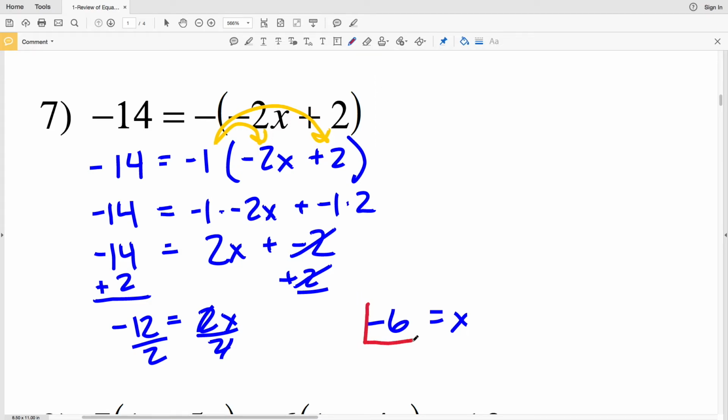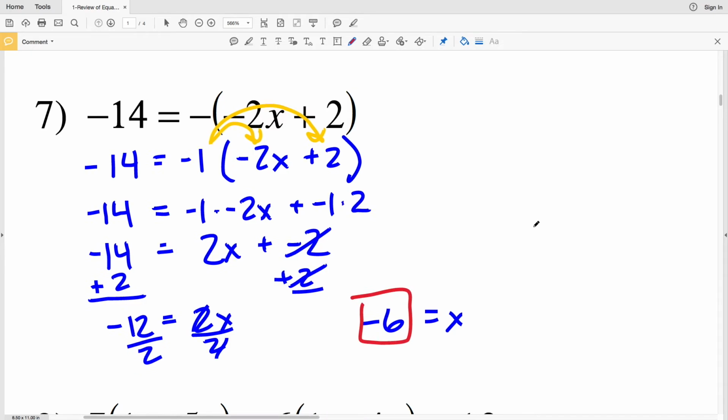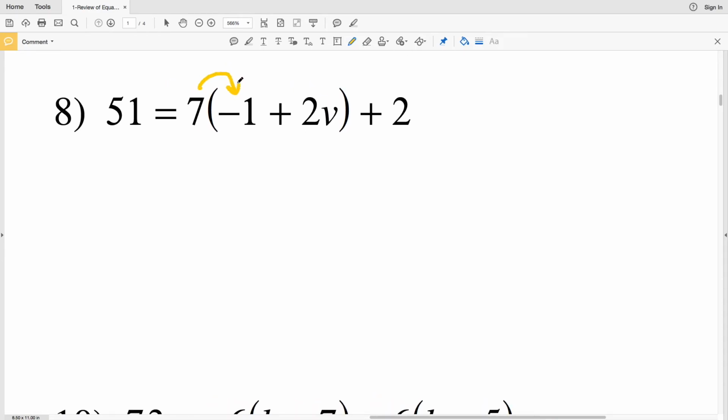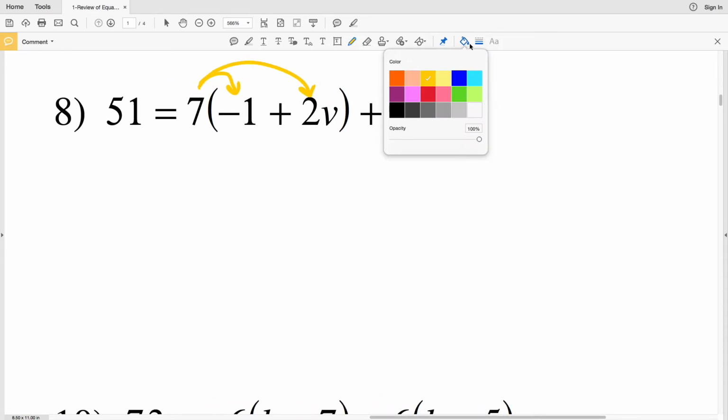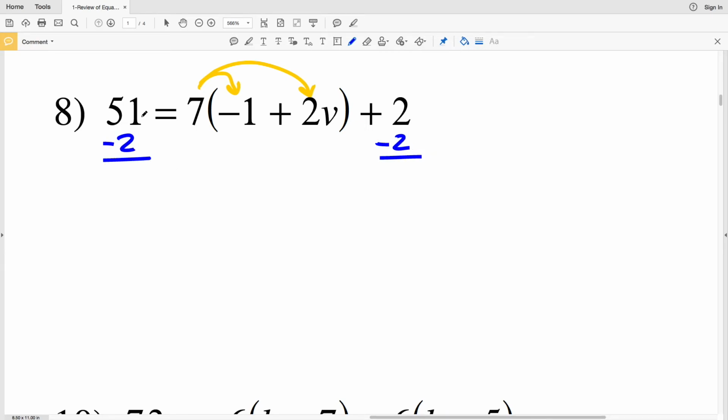So my solution in number 7 is negative 6. In number 8, I'm going to distribute the 7, and I'm also going to subtract a 2 at the start. If I wanted to, I could distribute the 7, then combine like terms, and then subtract the whole number, but instead, I'm going to subtract the whole number, distribute, and subtract some more. I'm just showing you that there are multiple ways to solve an equation, so feel free to do what is most comfortable for you. 51 minus 2 is going to give me 49.